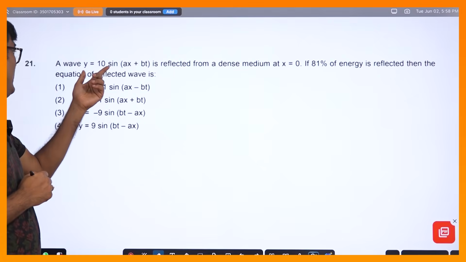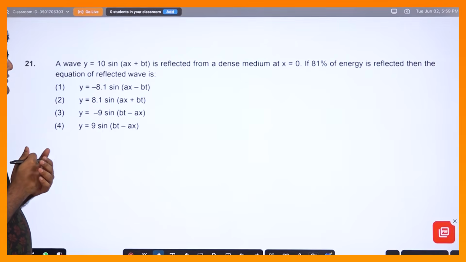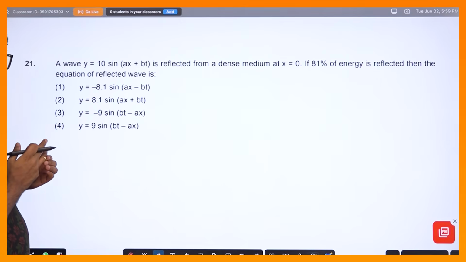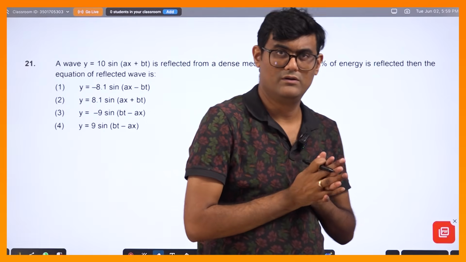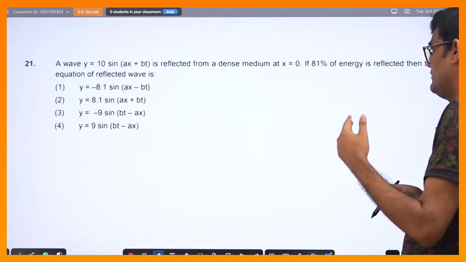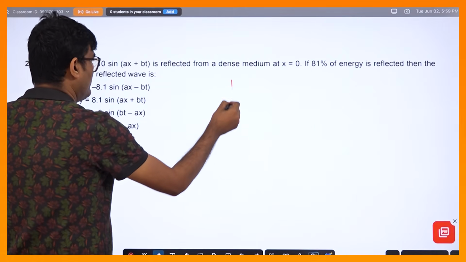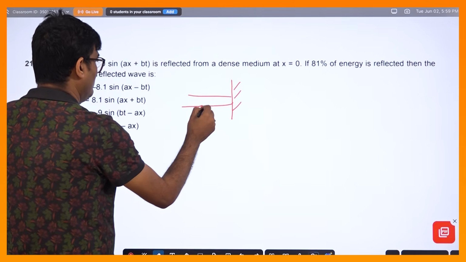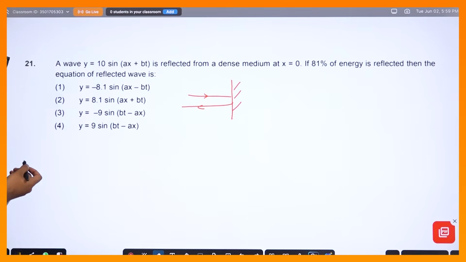A wave y equal to 10 sine (ax plus bt) is reflected from a denser medium at x equal to 0. If 81% is reflected, then what is the equation of the reflected wave? Okay, I am assuming it to be a transverse wave, because in case of a longitudinal wave, it may be different. It is reflected from a denser medium. If it is reflected from a denser medium, right, then the reflected wave will have a pi phase shift, right?